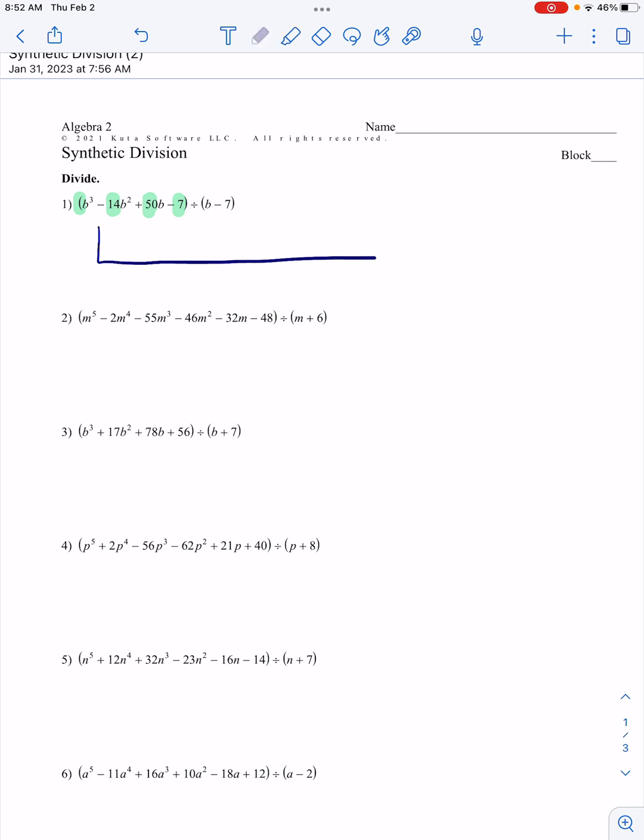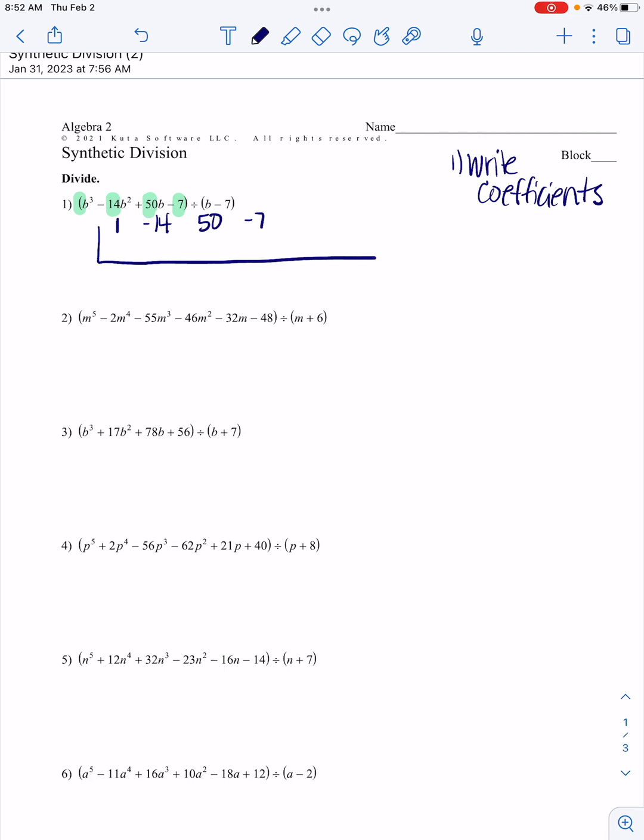So the first step that you do, step 1, is to write coefficients. And you want to make sure that you keep the sign attached to whatever sign's in front of it. So in front of b to the third, we really have a 1. And then in front of b squared, we have negative 14. In front of the b, we have positive 50. And then we have negative 7. All right. The inside of our box is set up.